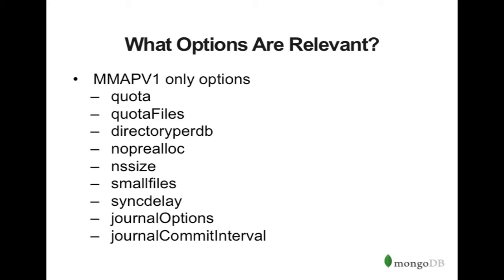So these are options that may no longer make as much sense. Things like --smallfiles: now we actually write everything off to one file. Sync delay has been replaced with a WiredTiger equivalent. No pre-alloc: WiredTiger doesn't need to do pre-allocation because it's writing to one file. As I mentioned, commit intervals and quotas. It's actually a typo here: directory per DB does work on WiredTiger as well as MMAP. Sorry for the confusion if that shouldn't be there.